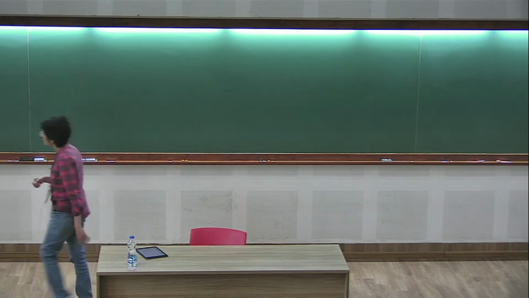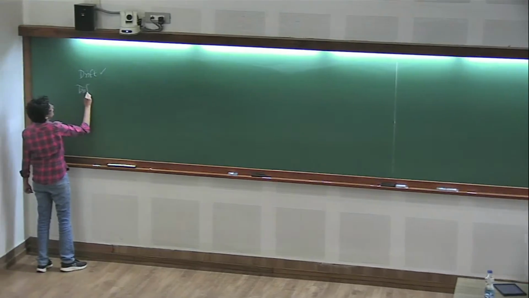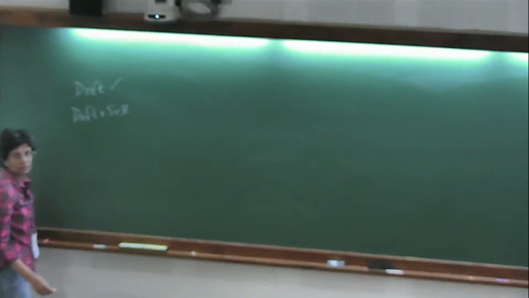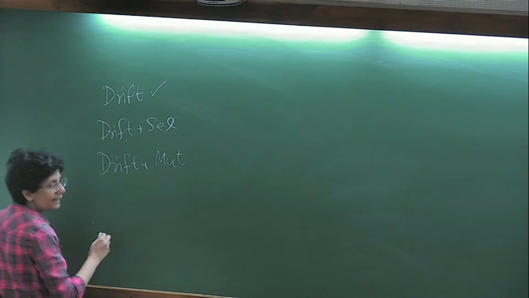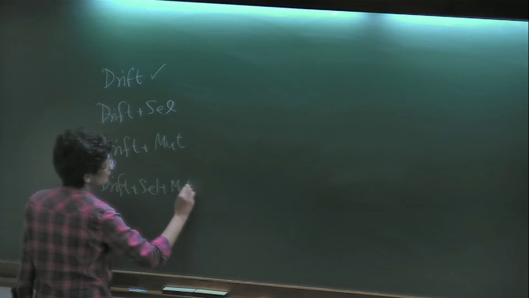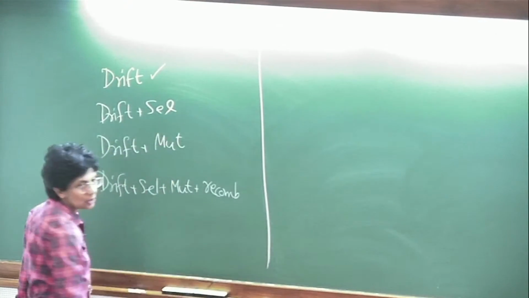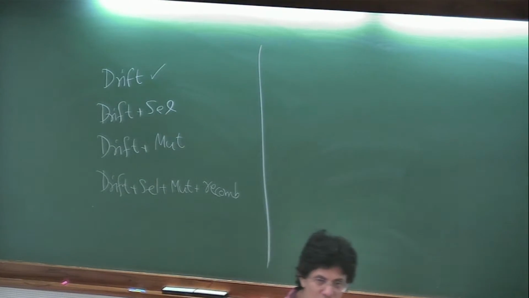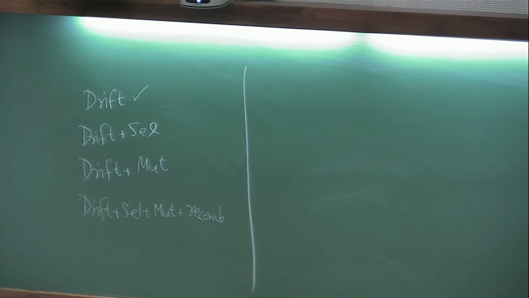And today what I will do is make things slightly more complex. So we are done with drift. Today I'll do drift plus selection. I'll then also do drift plus mutation, and then drift plus selection plus mutation plus recombination. So let's see how it goes. This could be too much. In case you feel it's too much, if you ask me questions, I'll slow down, and it's good for you, good for me. So please, like yesterday, please ask questions.